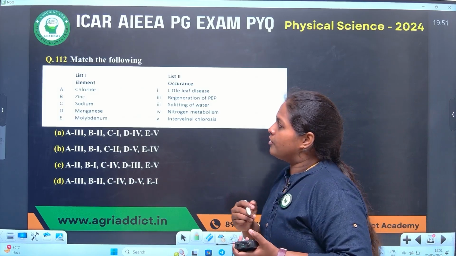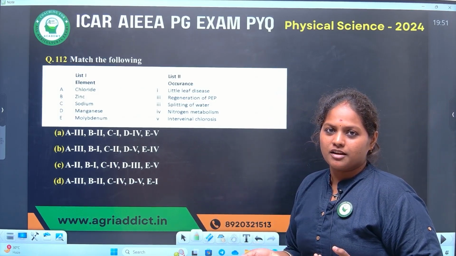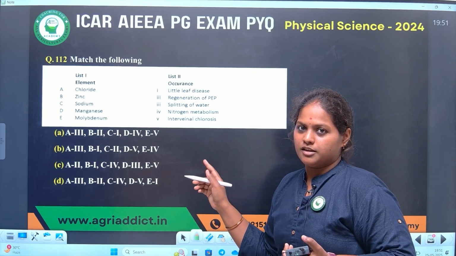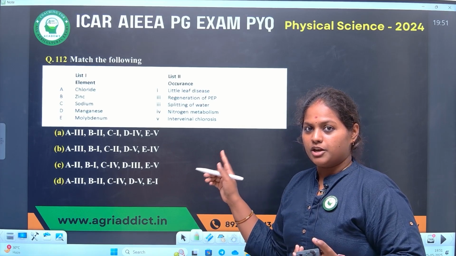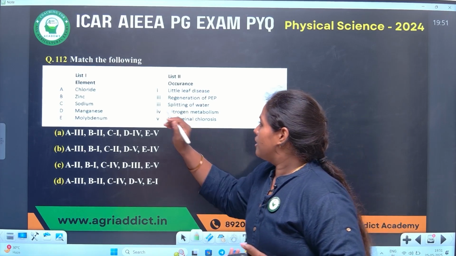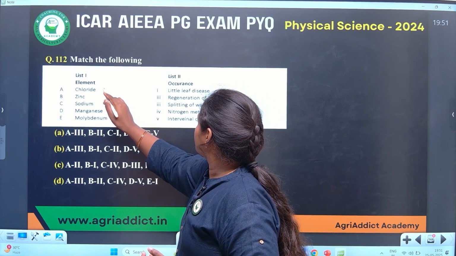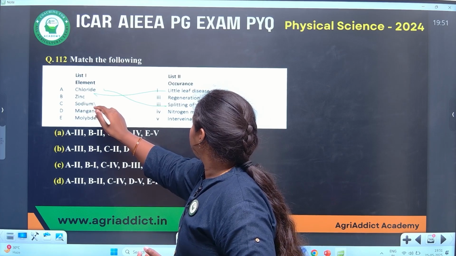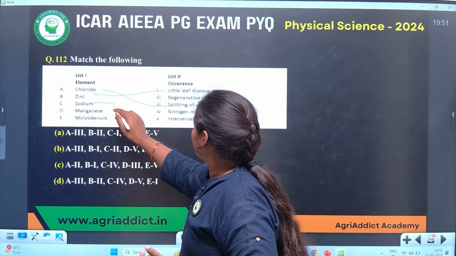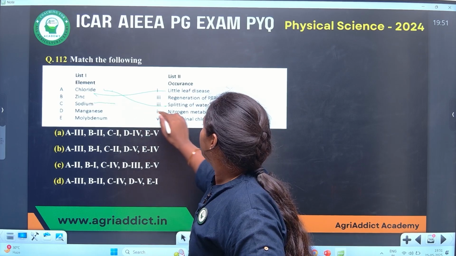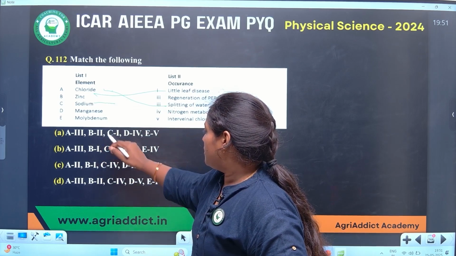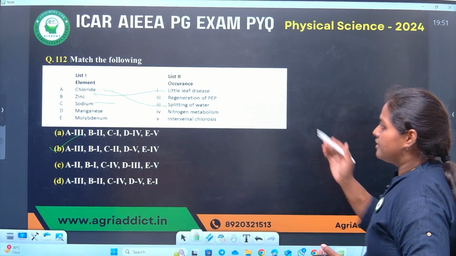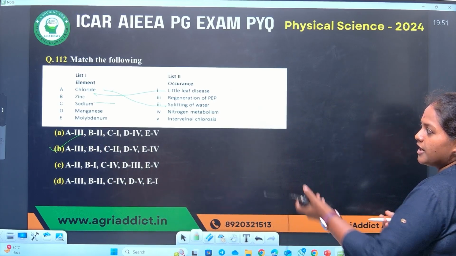112. Match the following. Again a question from mineral nutrition. See, in this paper, last year paper, many questions came from mineral nutrition and also pedology. Many questions are coming. Chloride, splitting of water, zinc, little leaf disease, sodium. What is the answer coming? 3, 1. Yes, see, we have arrived at the answer. Like this, you should conserve time. Rest of the things you need not do because they are anyway the same.